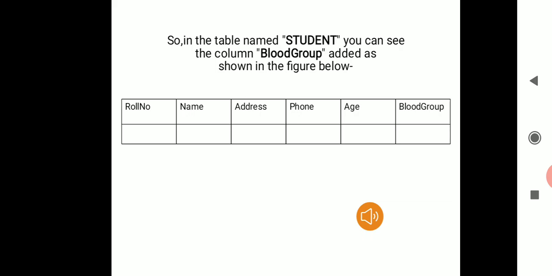Now in this slide just check the table named student. If you see the table named student, you can see the column named blood group has been added into it just after the column age on the right side. So once the column named blood group has been added into the table called student, the number of columns has increased from 5 to 6.